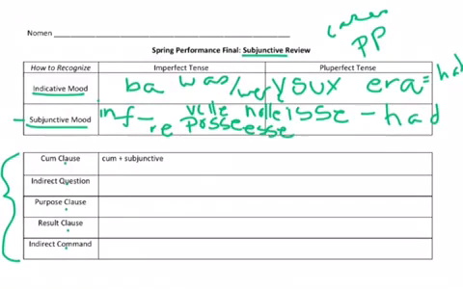So when I take my performance final, I'm going to have to recognize subjunctives, and I'm going to have to recognize a subjunctive clause. So the first subjunctive clause you ever learned was cum plus a subjunctive. What we notice while you guys are taking your test is that you look for the cum. Please make sure you're also looking for the subjunctive, because cum can be used in other ways, and if you only look for one half of it, you might get it wrong.